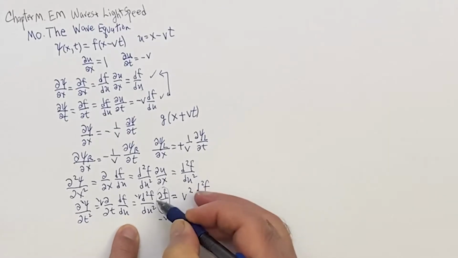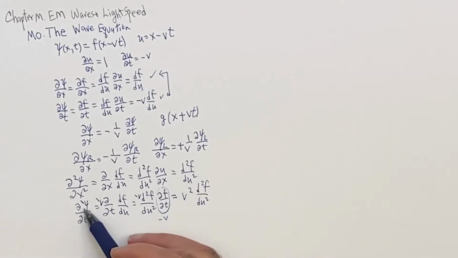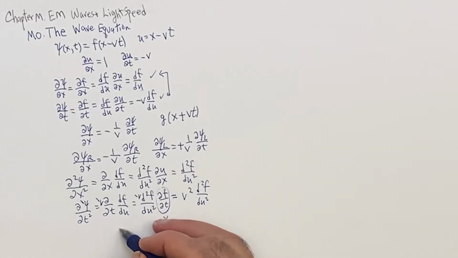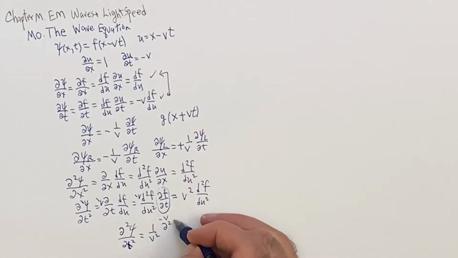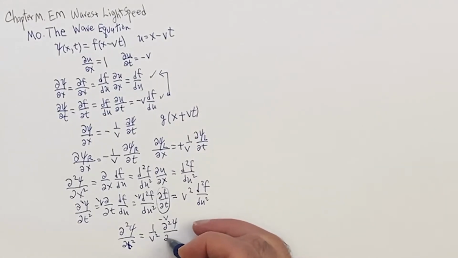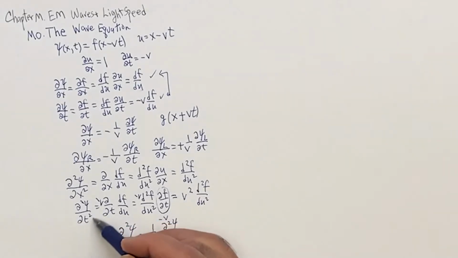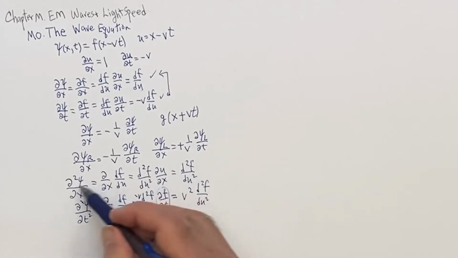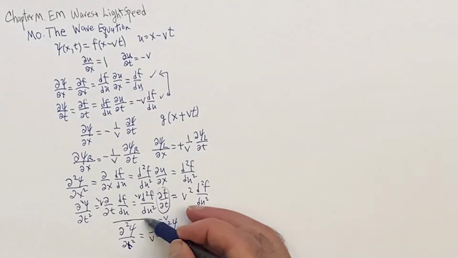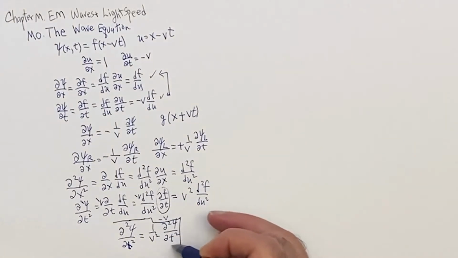So now when we set the equation up, we need to divide the second one by the v squared. Let's do that. You've got the second derivative with respect to x equals 1 over v squared times the second derivative with respect to t. So we took this time case and divided by the v squared so that it looks the same as the x case. So here is the wave equation.